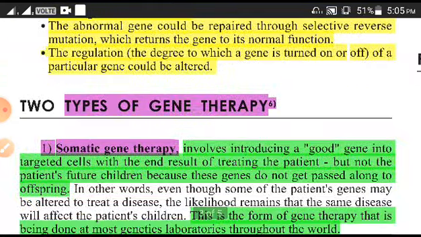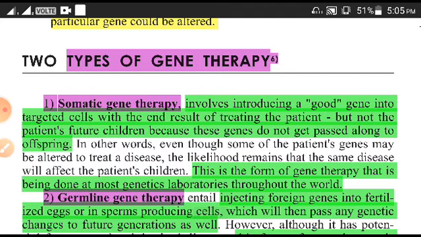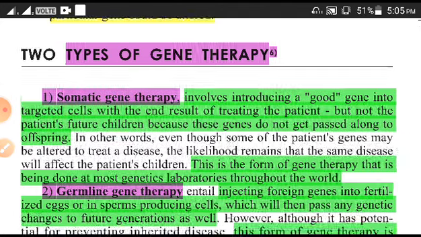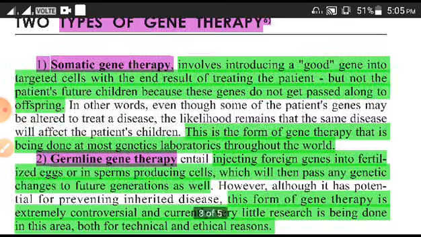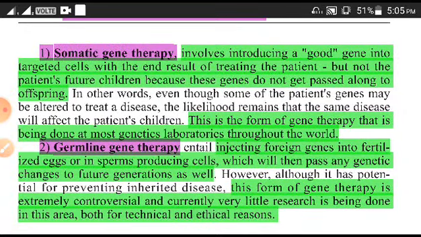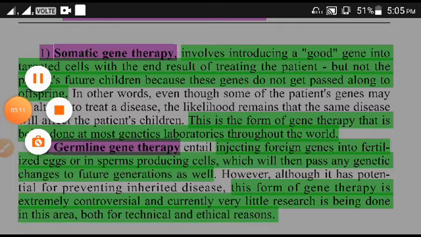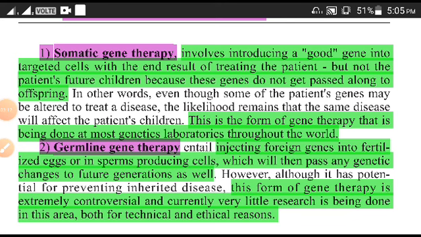Now we'll see there are two types of gene therapy. First is called somatic gene therapy, and another is called germline gene therapy. So what is somatic gene therapy? It involves introducing a good gene into targeted cells with the end result of treating the patient, but not the patient's future children, because these genes do not get passed along to offspring.